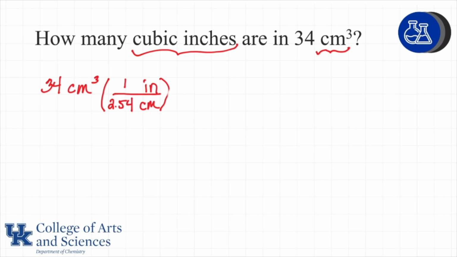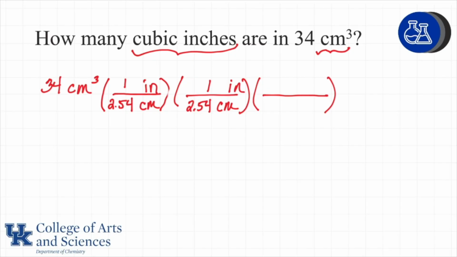So we're going to backtrack a little bit, and we're going to put another fraction in, and we're going to put the same expression in there. 1 inch is 2.54 centimeters. And we're going to do that a third time because this is a cubic unit. 1 inch equals 2.54 centimeters. Remember that centimeters times centimeters times centimeters equals centimeters cubed. So now the units that are in the denominator will cancel with the centimeters cubed in the numerator.